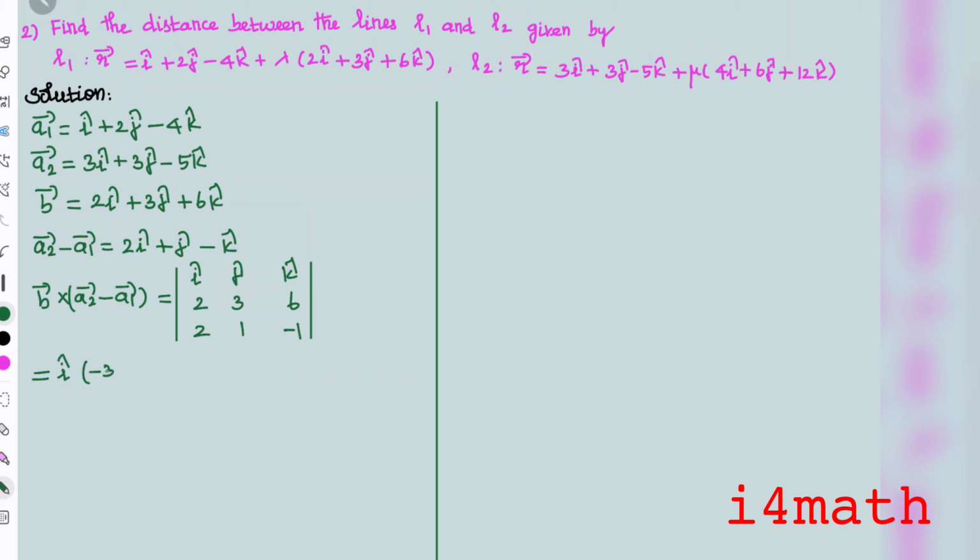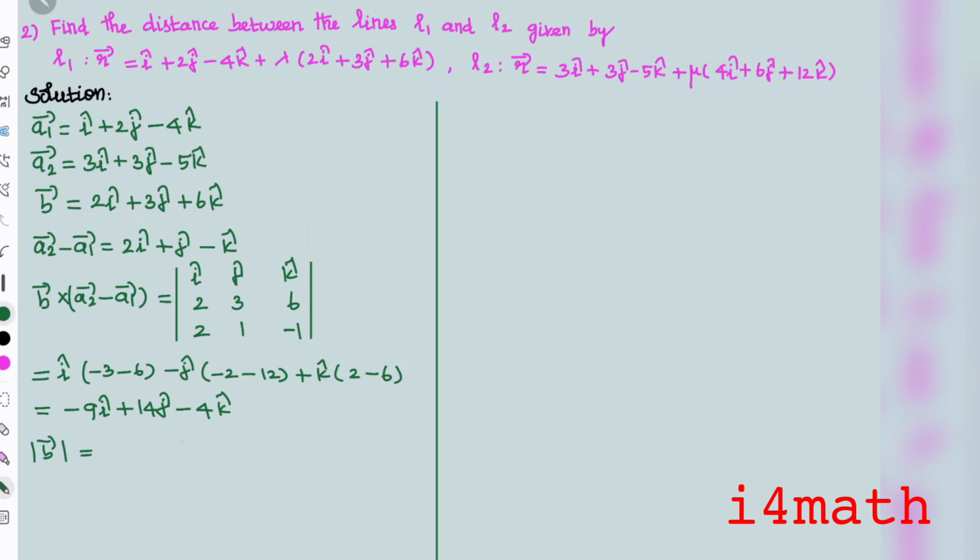Now let us find this value by expanding along the first row. Now i cap into, delete the row and column where i stands. So 3, 6, 1, minus 1. Its value is 3 into minus 1 is minus 3, 1 into minus 6 is minus 6. Next, minus j into 2 into minus 1, minus 2, 2 into minus 6 is minus 12. Next, plus k into 2 into 1 is 2, minus 2 into 3 is 6. So minus 3 minus 6 is minus 9 into i cap, minus 2 minus of minus 12, that is minus 14 into minus j, so plus 14 j cap. Next, 2 minus 6 is minus 4 k cap.